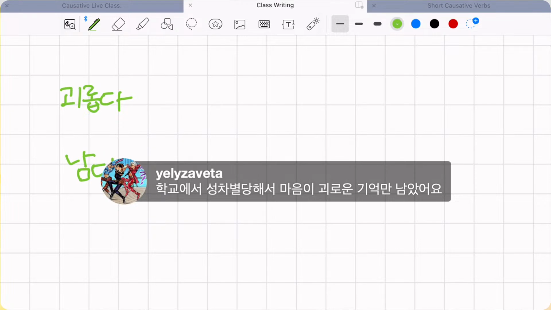So 괴롭다 means to be in pain, to be suffering. 그런 뜻이고요. It's an adjective. So 학교에서 성차별을 당했대요. We learned 당하다 is a passive form of something negative, right? So you were sexually discriminated against. 성차별 당해서 at school, 학교에서.